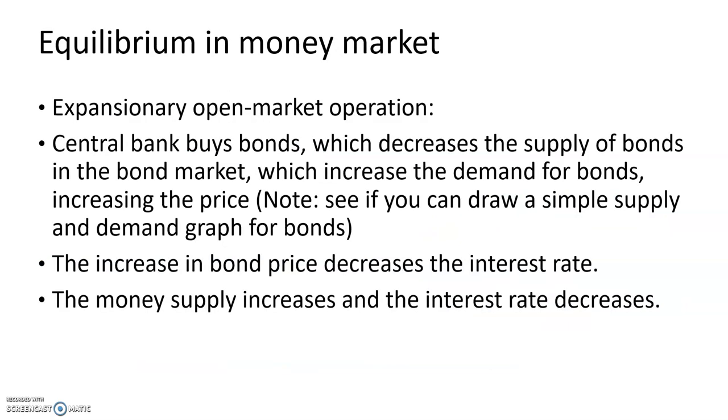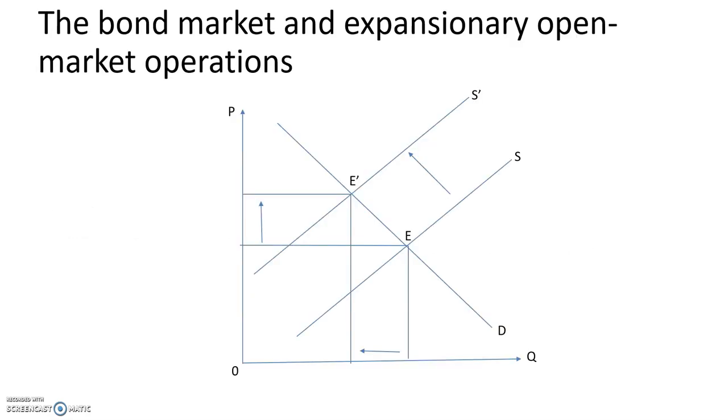Equilibrium in money market, expansionary open market operation. The central bank buys bonds, which decreases the supply of bonds in the bond market, which increases the price. Note, see if you can draw a simple supply and demand graph for bonds. The increase in bond prices decreases the interest rate. The money supply increases and the interest rate decreases. So the bond market and expansionary open market operations. This figure shows the simple supply and demand graph we spoke about in the previous slide.